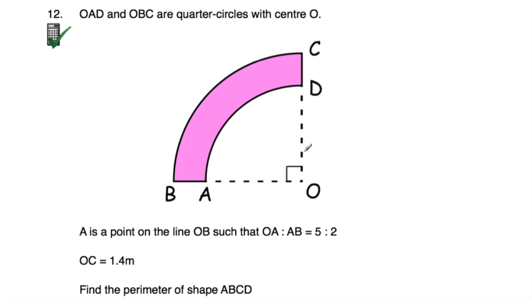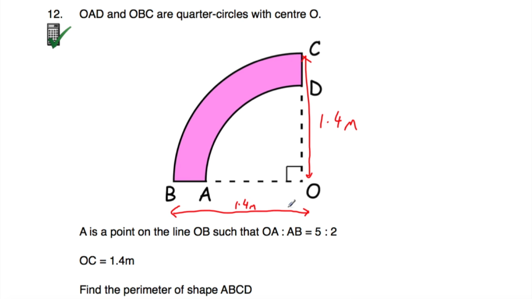And we're told that OC, the length here from O to C, is 1.4 meters. So from here up to here is 1.4 meters. Now what's great here is because O is the centre, from O to C is 1.4 metres, that means from O to B would be the same. So we've got the whole distance from O to B, which would be 1.4 metres as well.